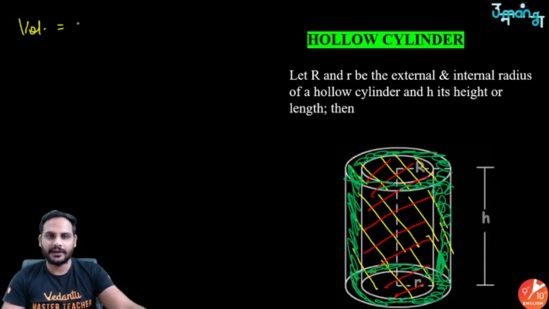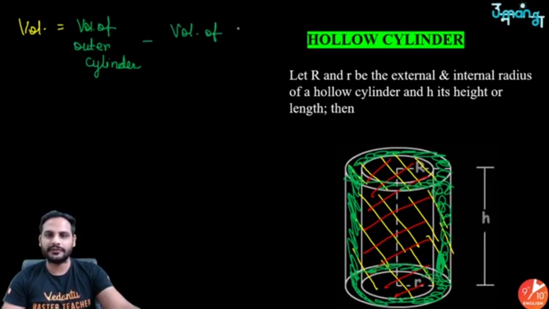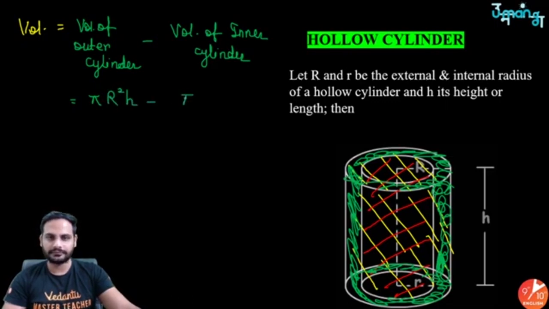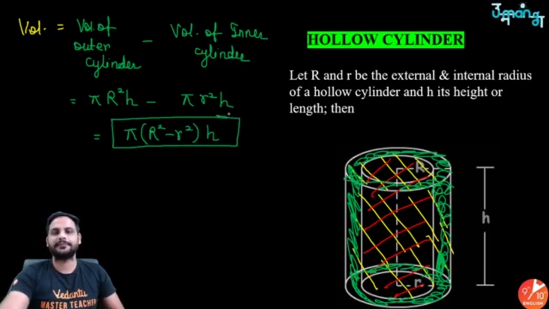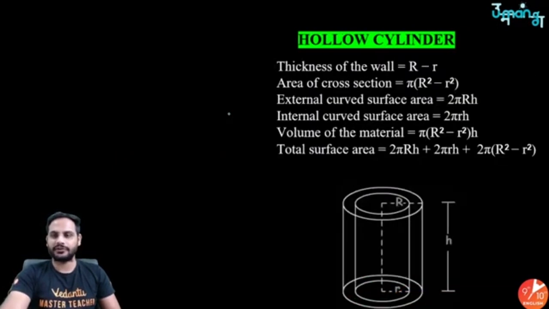So volume will be volume of outer cylinder minus volume of inner cylinder. Okay, so volume of this hollow cylinder will be pi capital R square into h minus pi small r square into h. So that will be pi into capital R square minus small r square into h. As simple as that. This is how you can get the formulas for the hollow cylinder.